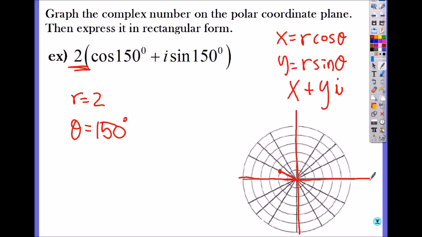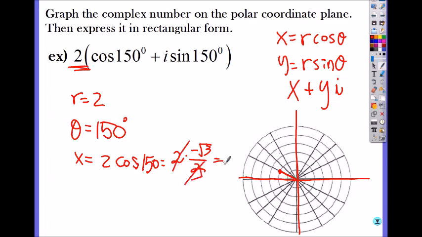But this one most likely will be non-calculator. So let's try it. What is x? It's 2 times cosine of theta. What's cosine of 150? Negative, it's 2 times what? Negative root 3 over 2. 2 cancels out, so you get negative root 3.